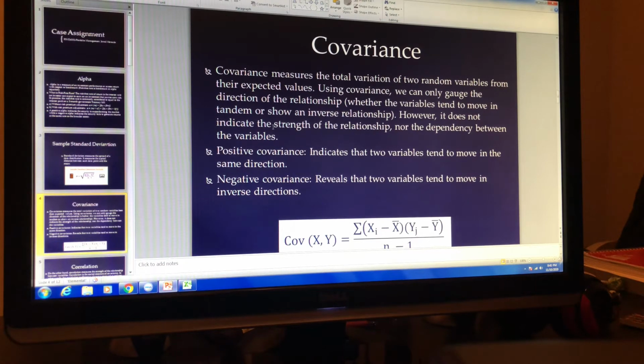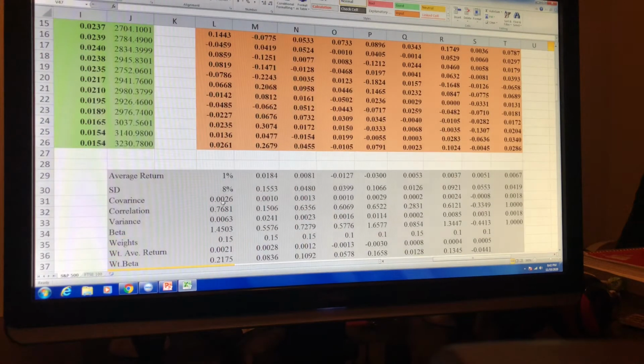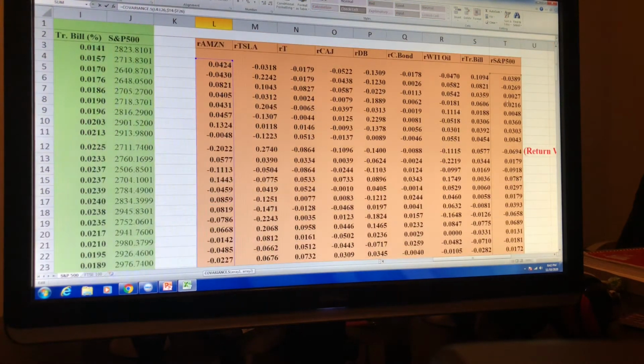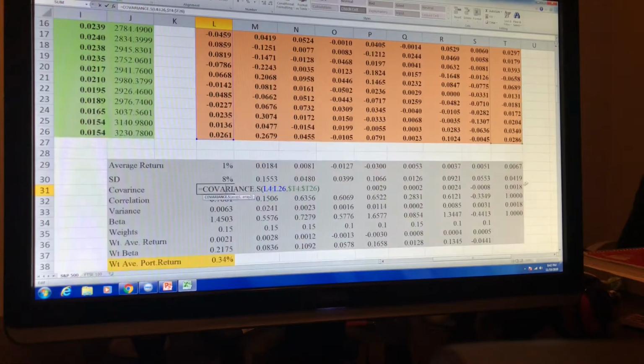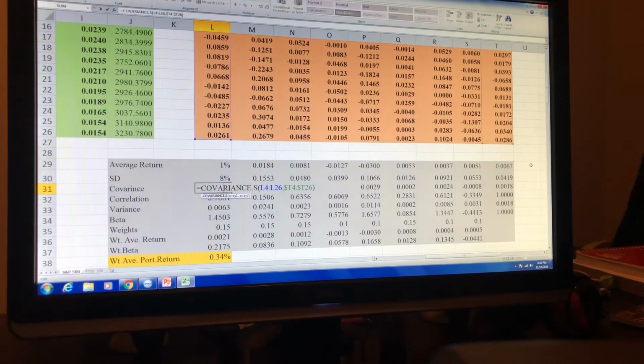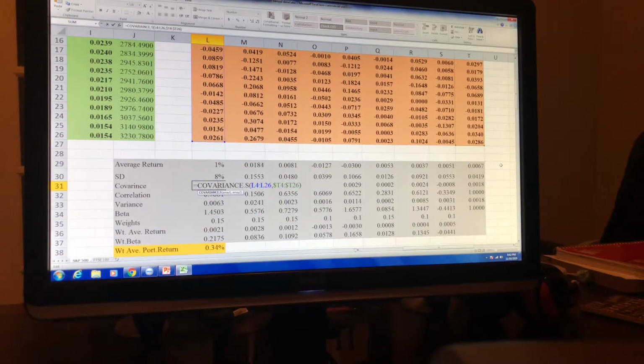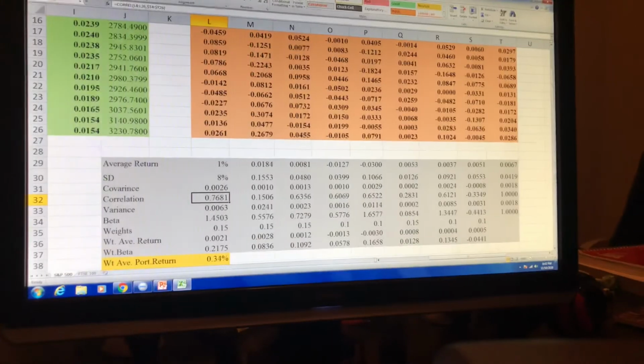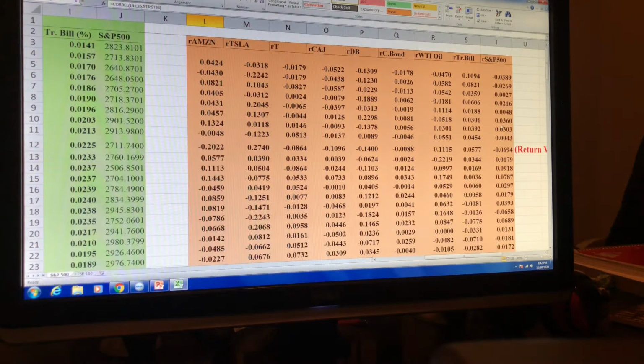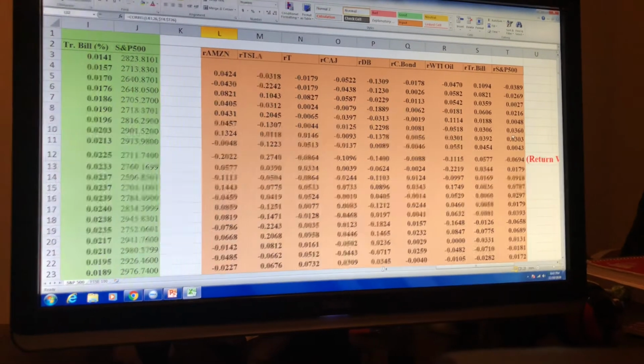Positive correlation indicates that two variables tend to move in the same direction. Negative correlation reveals that two variables tend to move in the inverse direction. So we're going to go back. All these had significantly low covariances to the overall S&P 500 index. However, they were positive. Or excuse me, not the same. They were positive and they didn't show any negative returns except when we got to the T-bill section right here.